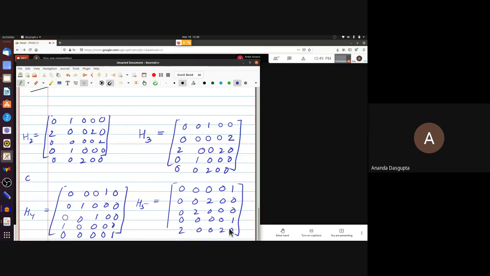Okay. So apart from the minor hiccup that my book seems to have mixed up H4 and H5, I'm pretty sure of that by now. These are the five matrices. Of course, the fifth one has not been written. That's H1. That's of course the 5x5 identity matrix.